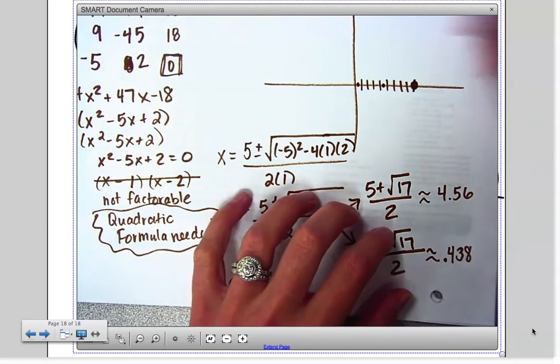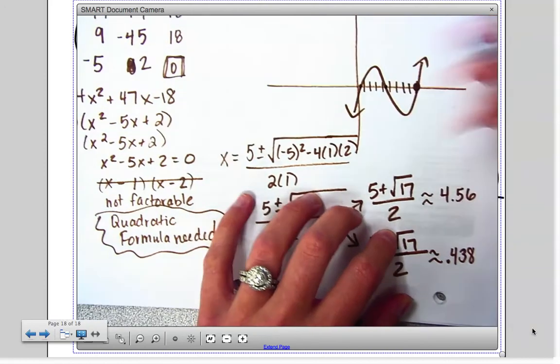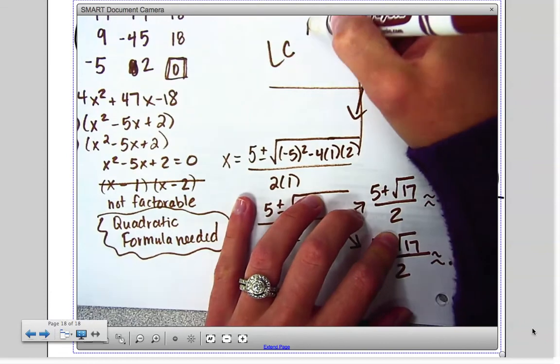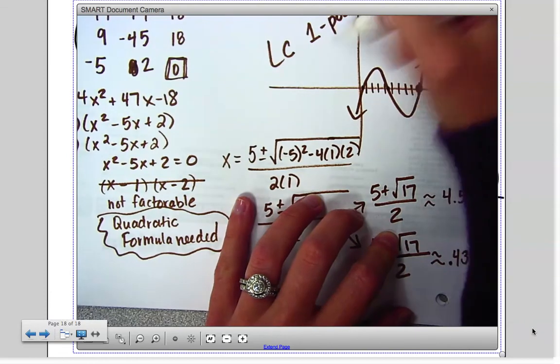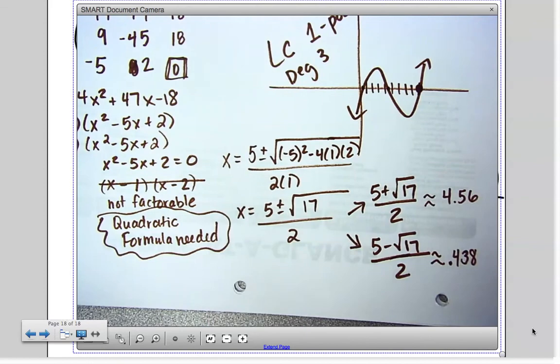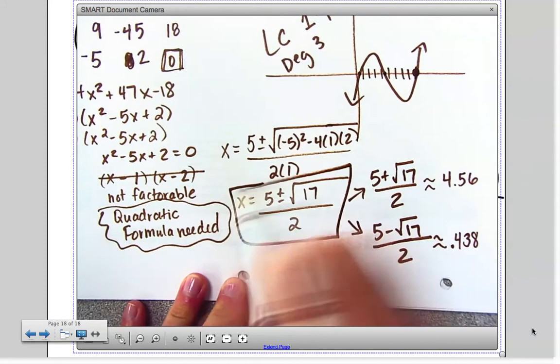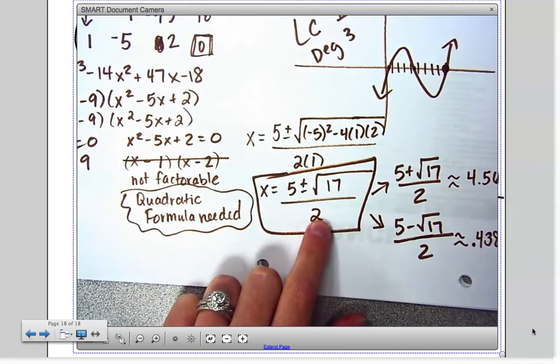So to get my sketch there visually, it has to go like this, because the leading coefficient was a 1, which is positive, and my degree was 3, so the ends go in opposite directions. So the answer to this question specifically is just these two. It's asking for the other 2 zeros. Those are my 2 other x-intercepts.